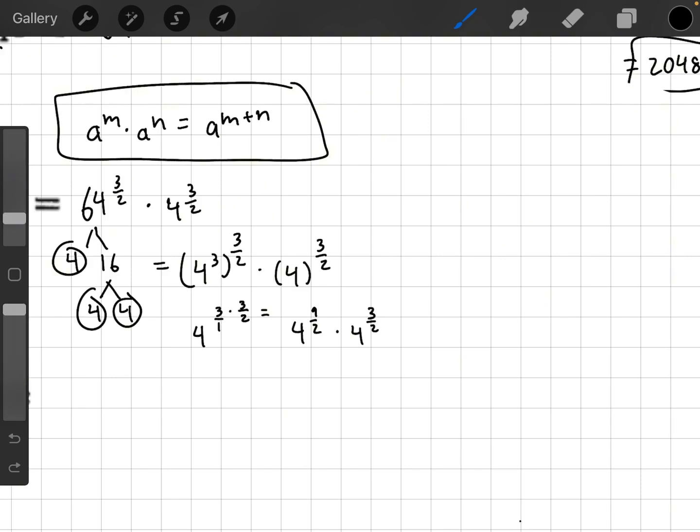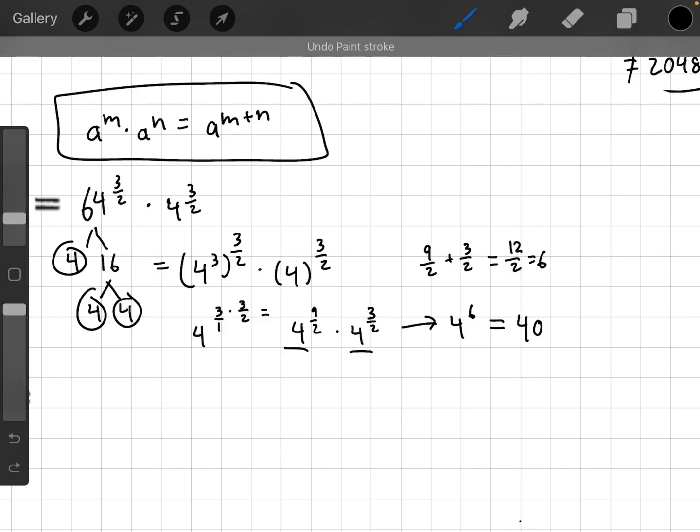Now we can finally use this rule here. Since our bases are the same, all we'll have to do is add 9 over 2 plus 3 over 2. 9 plus 3 is 12. 12 over 2 simplifies to 6. So now we'll have 4 to the power of 6, which just equals 4,096.